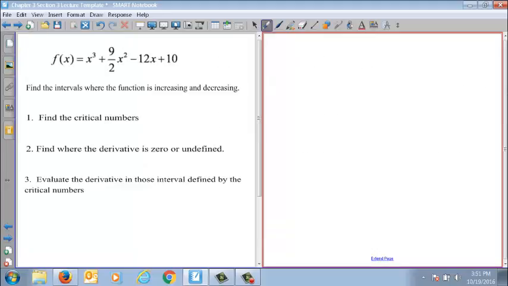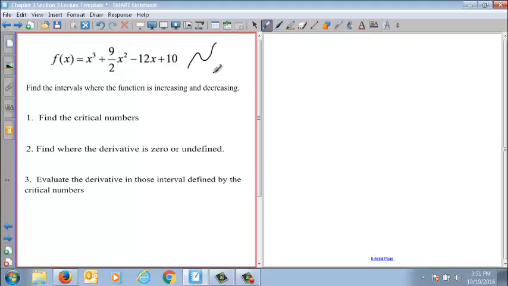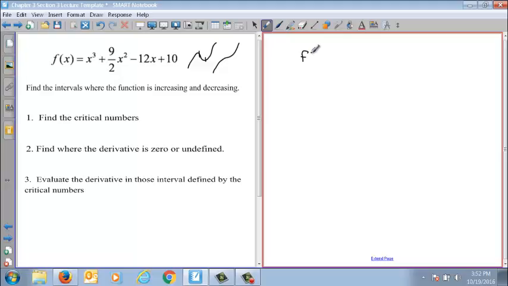So let's do this example. This is a third order polynomial. It could look something like this, or it could just go like that. We don't know. We don't know if it has a local maximum, local minimum, or if it just is continuously increasing. So to find the critical numbers, we take the first derivative.